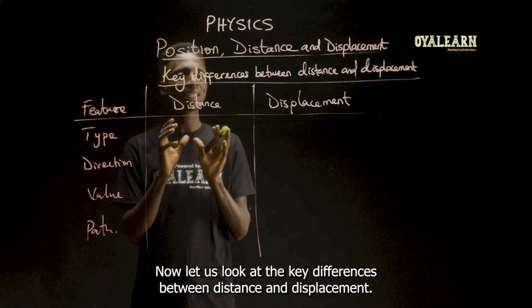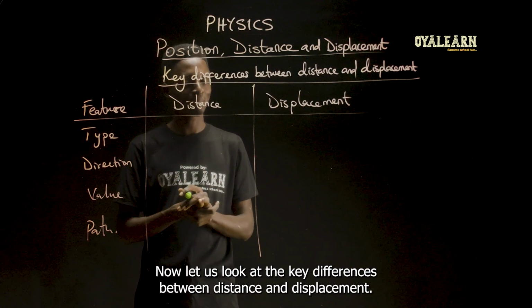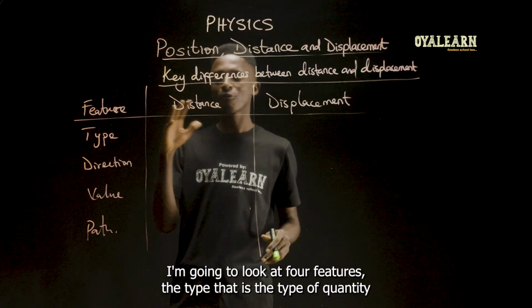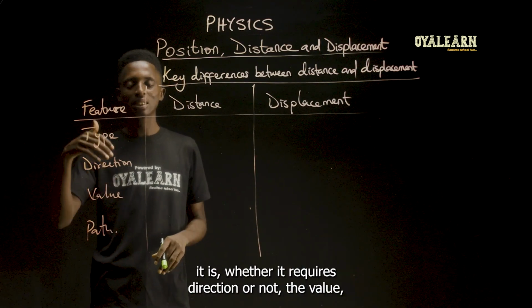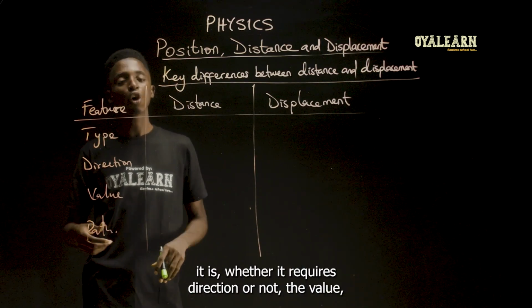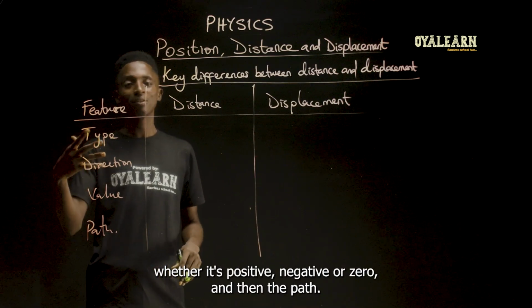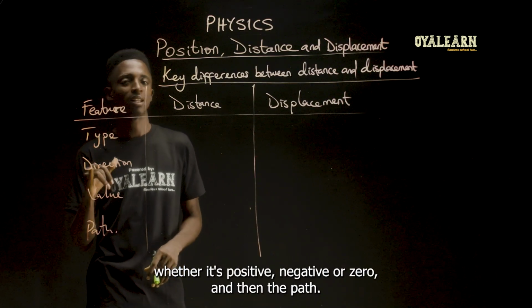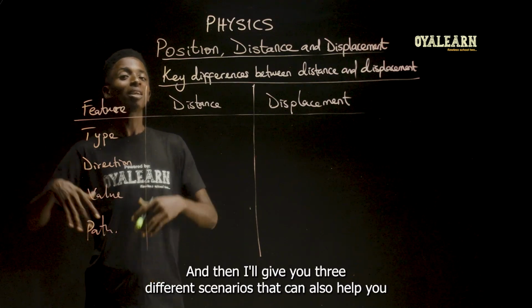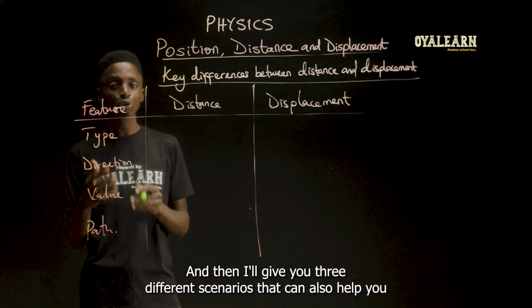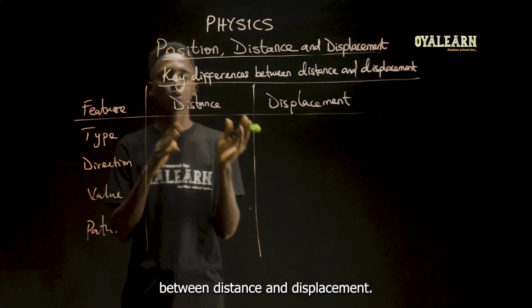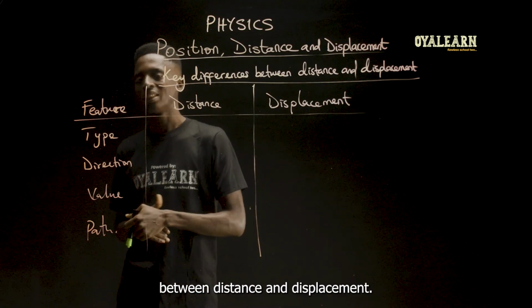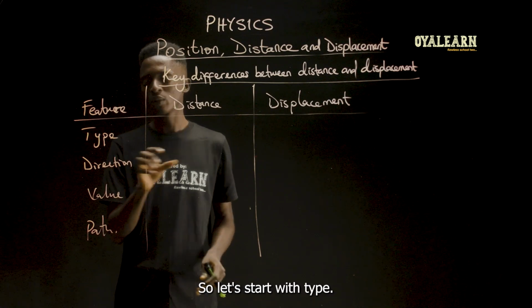Now let us look at the key differences between distance and displacement. I'm going to look at 4 features. The type, that is the type of quantity it is, whether it requires direction or not, the value, whether it's positive, negative, or zero, and then the path. Okay, and then I'll give you 3 different scenarios that can also help you to understand more about the differences between distance and displacement. So let's start with type.